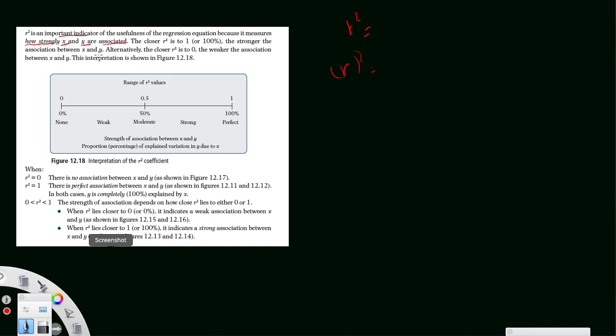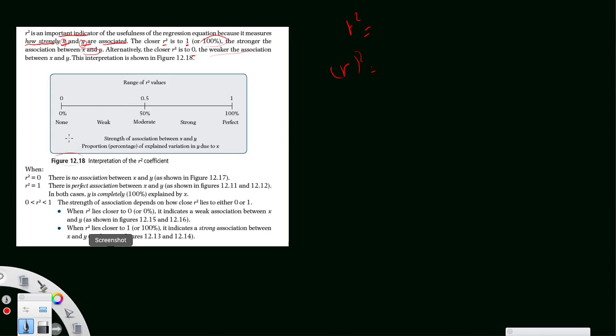Because with the first one, with R, we only get how strong that linear association is. But now with this one, it will tell us how strongly those two are associated. And the closer this R square is to 1 or to 100%, the stronger the association between the two is also. And the opposite applies. If it's closer to 0, then it's a very weak association.